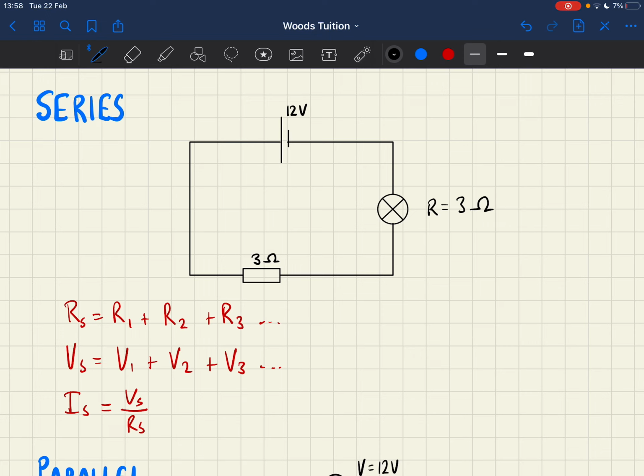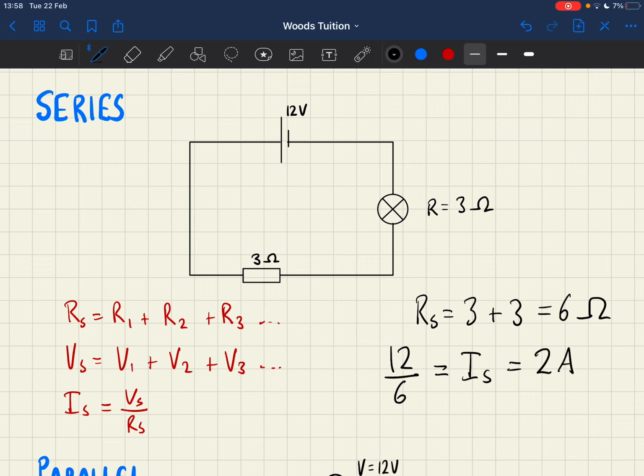So the resistance of the series circuit is going to be equal to one component, which is the resistor, 3 ohms, plus another component, which gives us 6 ohms as our total resistance. Our voltage is equal to 12 volts, and that's going to be divided by 6 ohms to give our current, which is constant through the series circuit, of 2 amps.